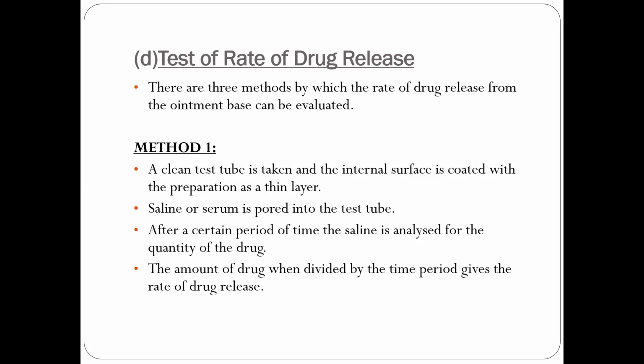Method 1: you have to take a clean test tube, and the internal surface is coated with the ointment base. That means the ointment preparation is applied as a thin layer in the test tube. Then saline or serum is poured into it. After a certain period of time, the saline is analyzed for the quantity of the drug. The amount of drug divided by the time period you have given gives the rate of drug release, that is, how much of the drug is released.